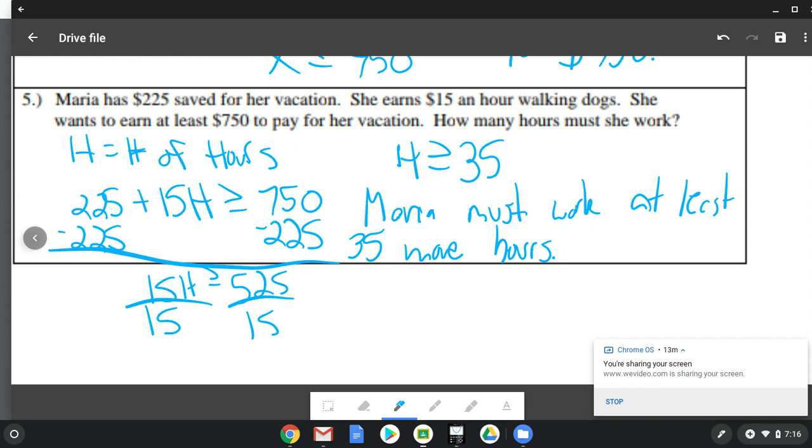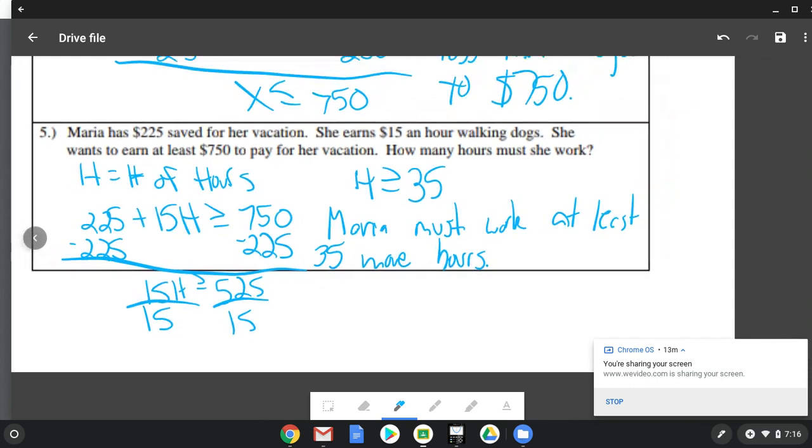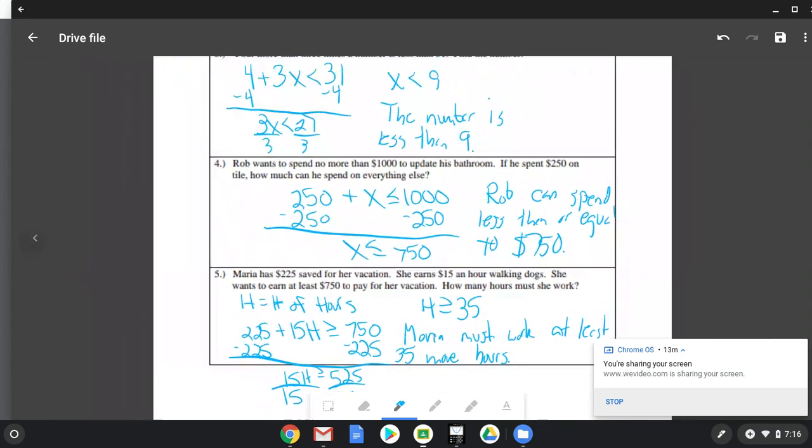And that's everything that's on your homework tonight, is just converting and doing some of these word problems as well.